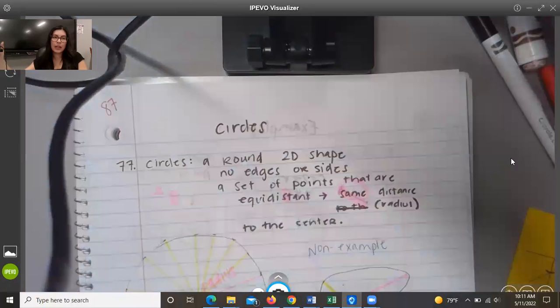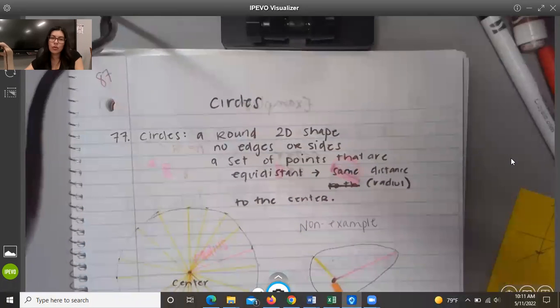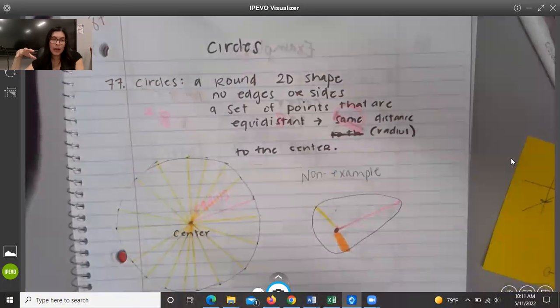All right, this is page 87, and we're talking about circles. So circles are a round 2D shape. That means that they're flat. We can't hold a circle. It can be a circle shape. It doesn't have any edges and it doesn't have any corners.